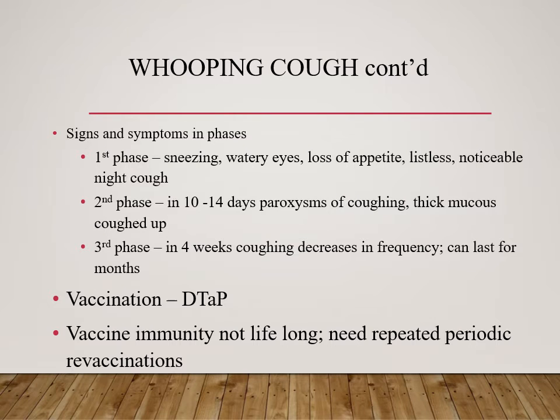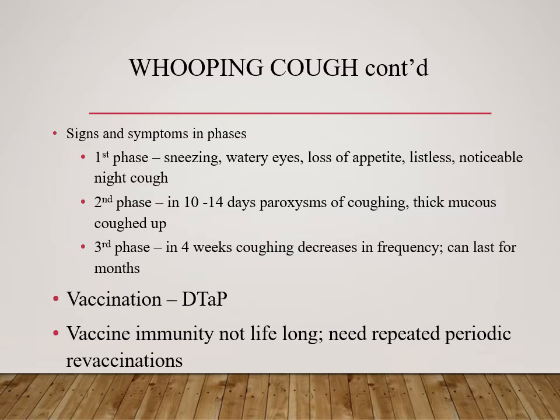Signs and symptoms come in phases. The first phase: sneezing, watery eyes, loss of appetite, listlessness, and noticeable night cough. The second phase, 10 to 14 days of cough, thick mucus coughed up. Third phase, in 4 weeks, coughing decreases in frequency and can last for a month.